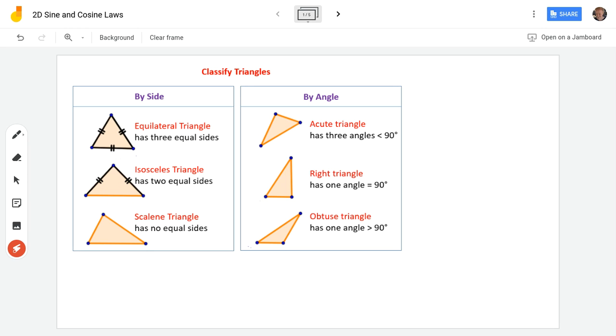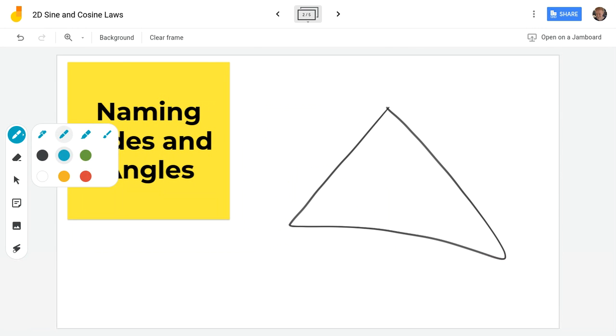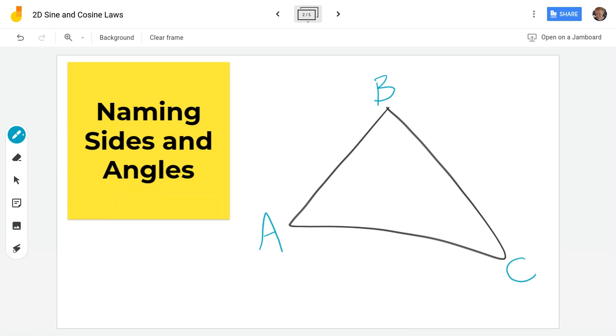And of course, a right triangle has one 90-degree angle, and acute is less than 90, and obtuse is more than 90. Naming sides and angles of a triangle, the convention is that we use capital letters for the angles. So A, B, C, X, Y, Z. It doesn't matter what letters, but always capitals for the angles, for the vertices.